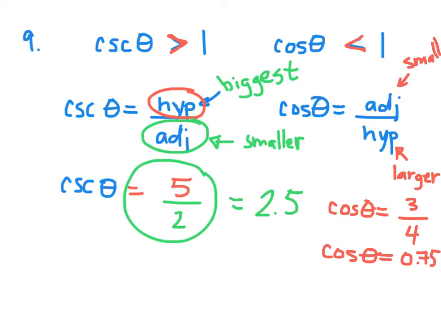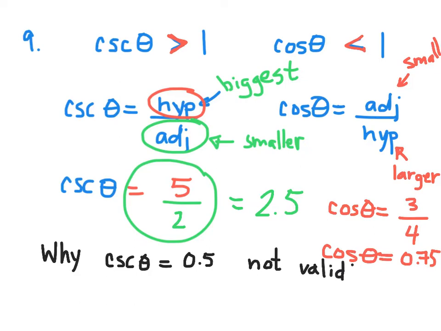And likewise, the question could have asked you a little bit differently. Why does cosecant theta equals, let's say, something like 0.5 not valid? Why is this impossible to do? Why is cosecant of 0.5 not valid?